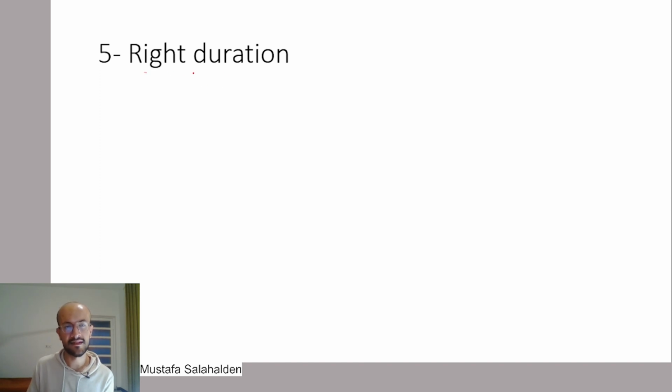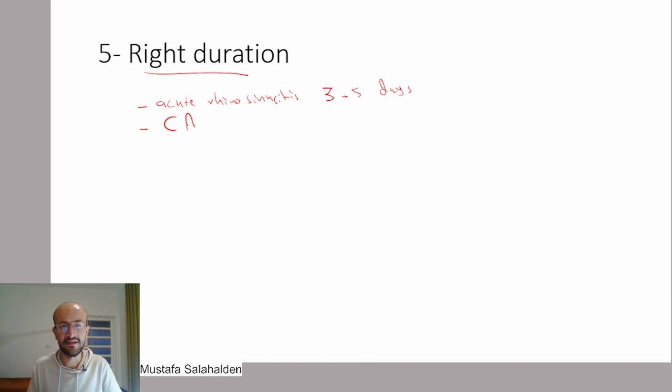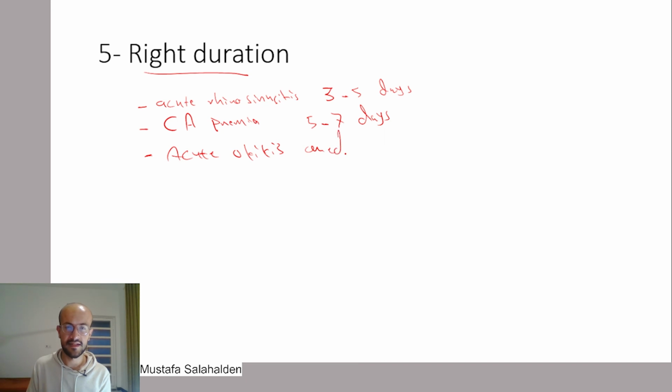Now let's talk about the right duration. Every infection has a duration that is already determined by the general guidelines. Examples for that: acute rhinosinusitis is treated for a duration of 3 to 5 days. Community acquired pneumonia is treated for a duration of 5 to 7 days. And acute otitis media is also treated for a duration of 5 to 7 days.